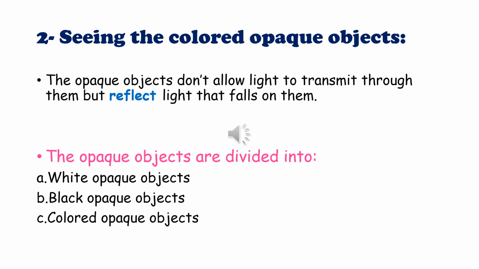Okay, now let's talk about how we can see the colored opaque objects. As we know, the opaque objects don't allow the light to pass through them, but they reflect the light from them. Okay, the opaque objects are divided into three colors: the white opaque objects, the black opaque objects, and the colored opaque objects.